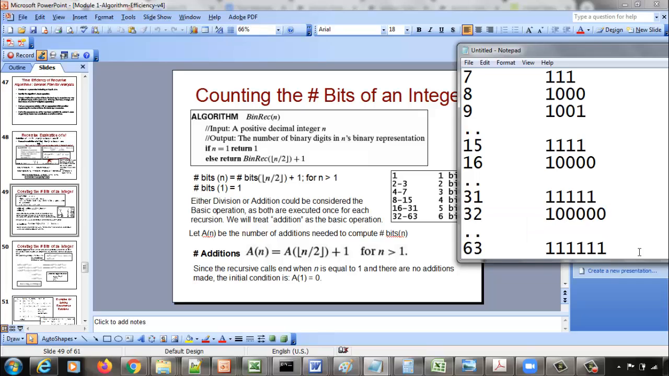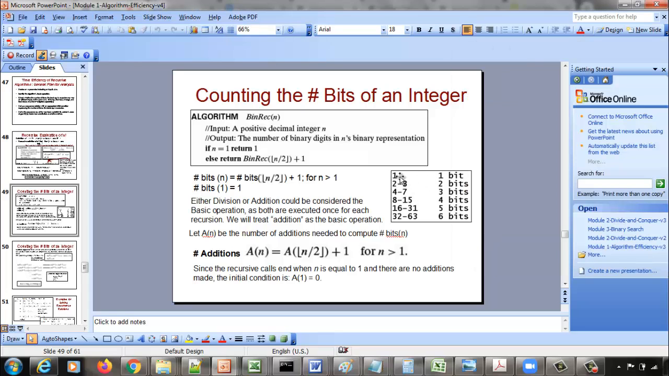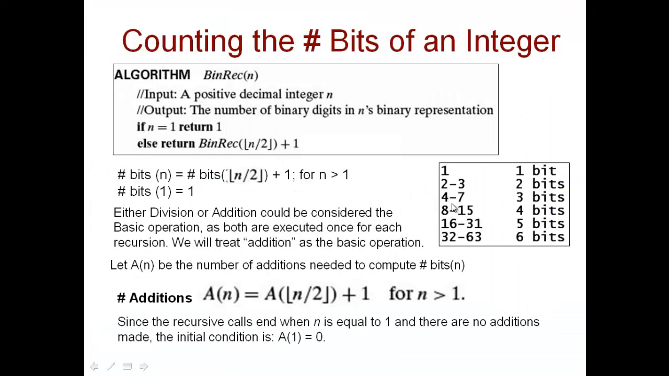So essentially, as the range doubles, you see here there's only one integer in the range of just 1, and then for 2 and 3 you have 2 integers. 4 to 7 you have 4 integers. 8 to 15 you have 8 integers. 16 to 31 you have 16 integers, and 32 to 63 you have 32. So as this range doubles, the number of bits you need to represent the integers in that range increases by 1, and that can be captured using this recurrence relation.